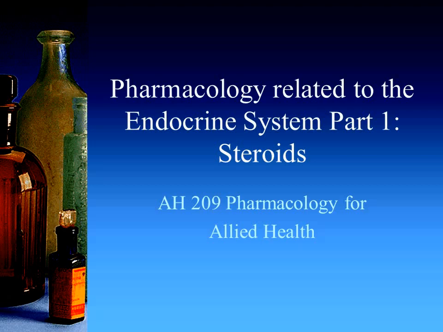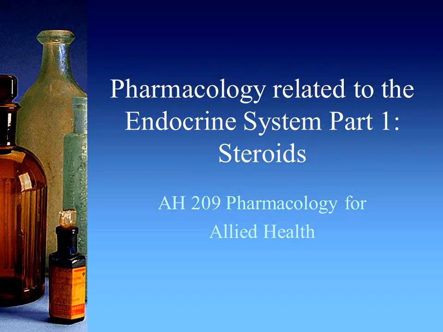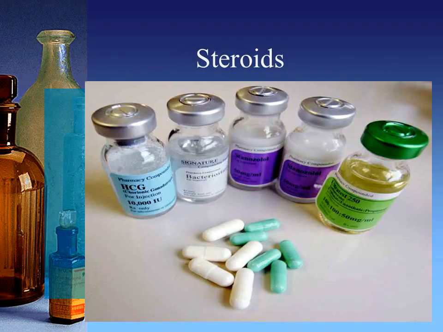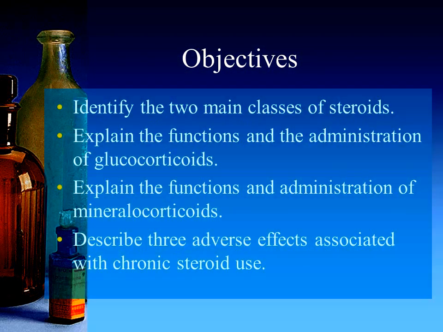Okay, this section of our lecture shows some common pictures of steroids and some of the variety of forms in which they are available. Our objectives for this particular lecture are that you should be able to tell me what the two main classes of steroids are, explain glucocorticoids, explain mineralocorticoids, and describe at least 3 adverse effects associated with chronic steroid usage.